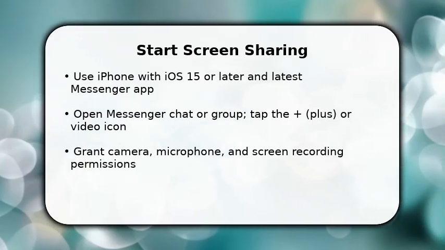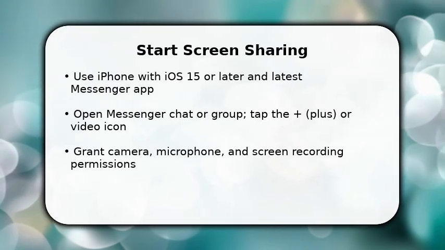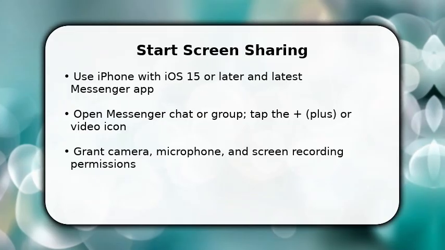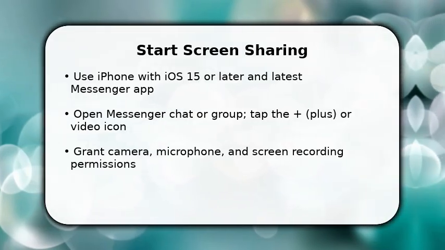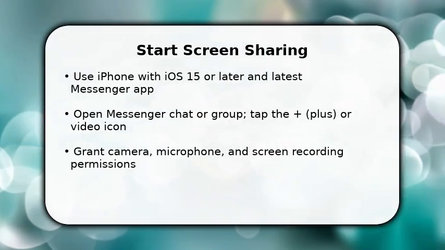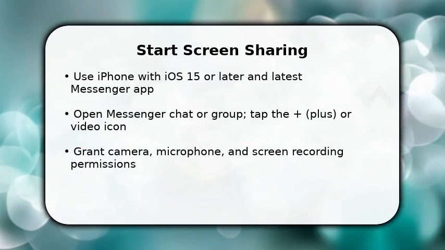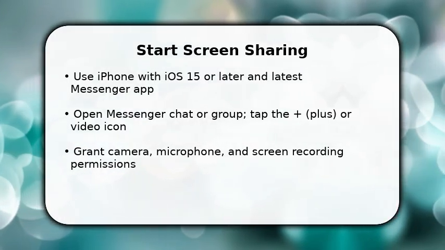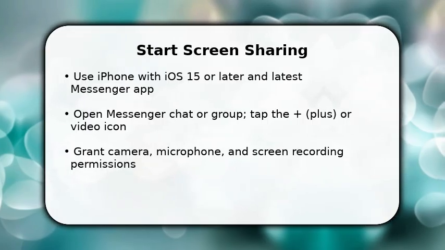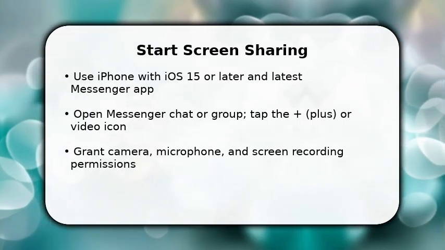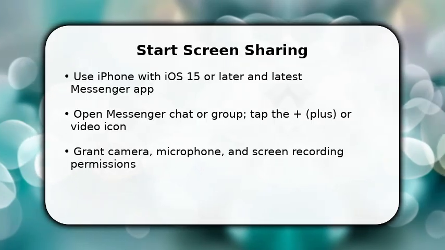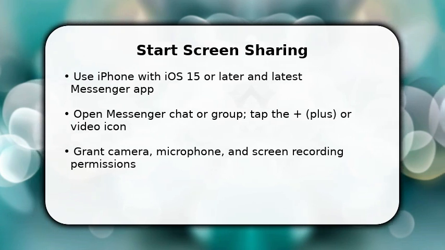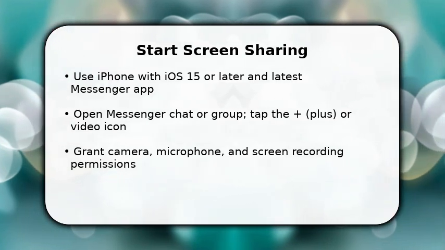You'll begin by preparing your device so the feature works reliably. First, make sure your iPhone runs iOS 15 or newer and Messenger is updated. This avoids compatibility blocks. Next, open the chat or call where you want to share your screen and tap the video or plus icon to start a call. Once done, grant Messenger access to microphone and screen recording. Without those permissions, you cannot transmit audio or your display. This initial setup prevents interruptions and speeds the rest of the process.